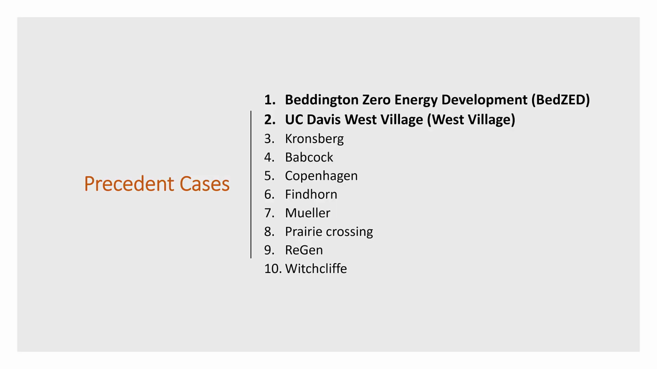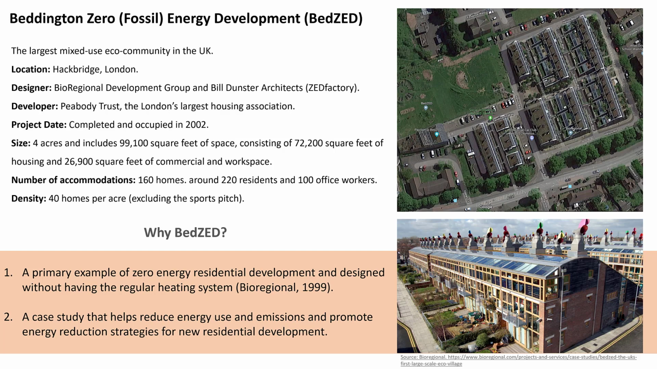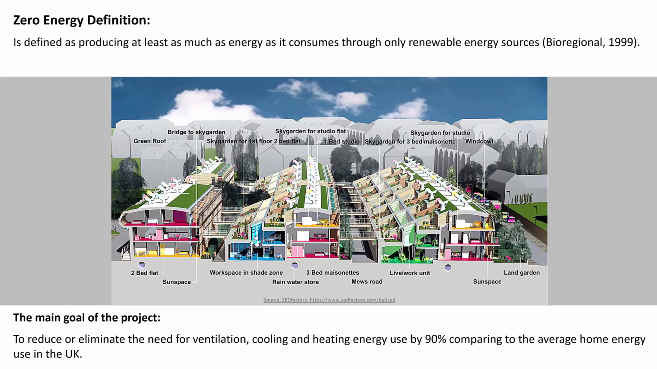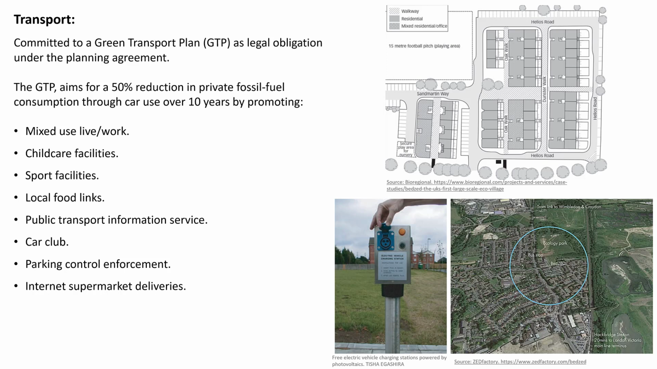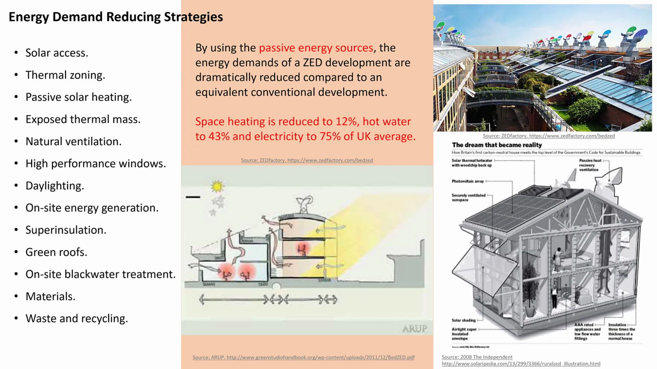There are 10 precedent cases that I'm going to consider for my paper, but here I'm going to talk about 2 of them. For example, we talk about BedZED, which is the largest mixed-use eco-community in the UK. It is 4 acres in size, and it consists of 160 homes with a density of 40 homes per acre. We look at the net zero definition and the main goal, which is to eliminate the need for ventilation, cooling, and heating energy use by 90%. The main energy strategies applied in this community are PV and woodchip-fueled combined heat and power units. For transportation, they use mixed use, a car club, parking control enforcement, and they also applied a significant amount of passive energy sources to reduce the energy demand of the community.